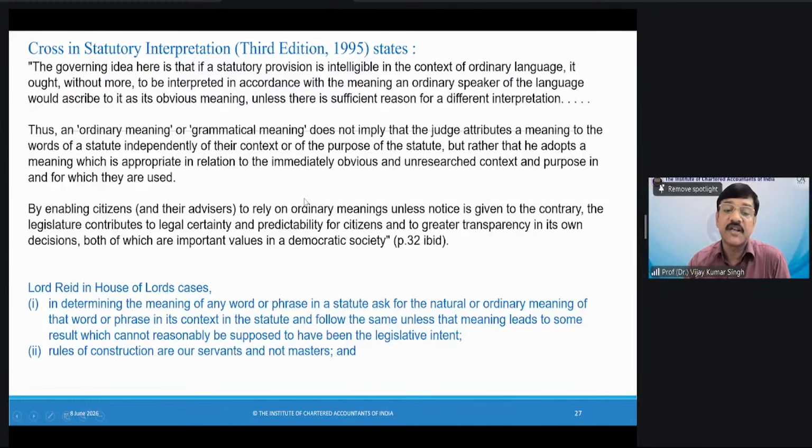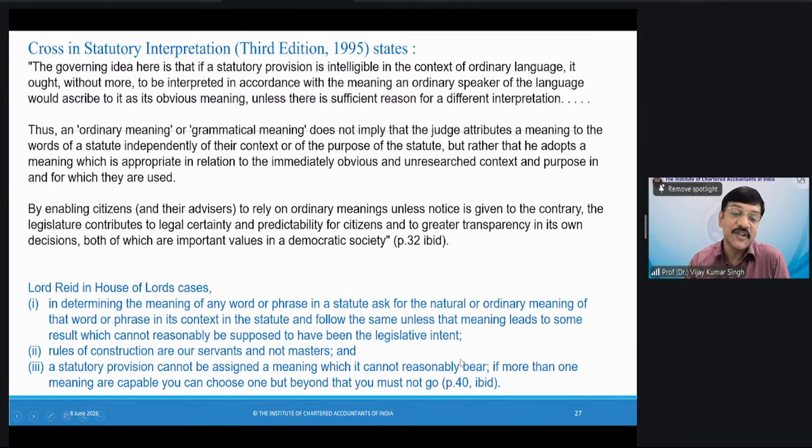The rules of construction are our servants and not masters. This is what they say. And a statutory provision cannot be assigned a meaning which it cannot reasonably bear. If more than one meaning is possible, you can choose one, but beyond that you must not go, right? So you cannot import any other meaning. If there are two meanings possible, you choose one that is possible.